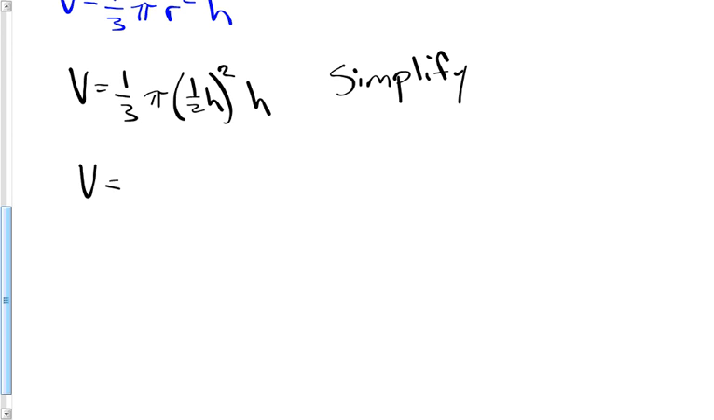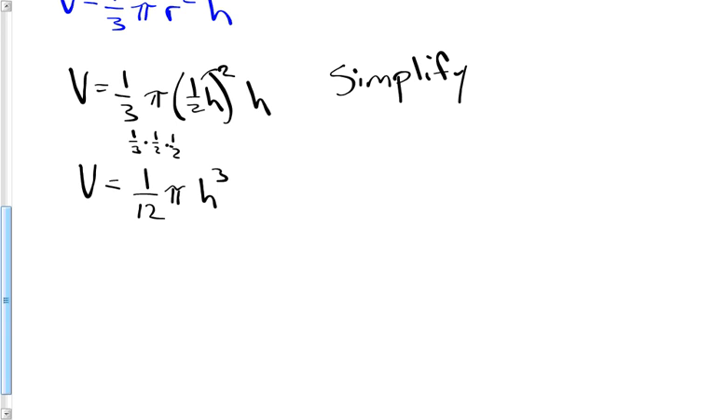What'd you write? There's going to be a pi, and there's going to be an h cubed. What goes in front? 1/12. Where does 1/12 come from? 1/3 times 1/2 times 1/2. There's a square on the 1/2. What's that?